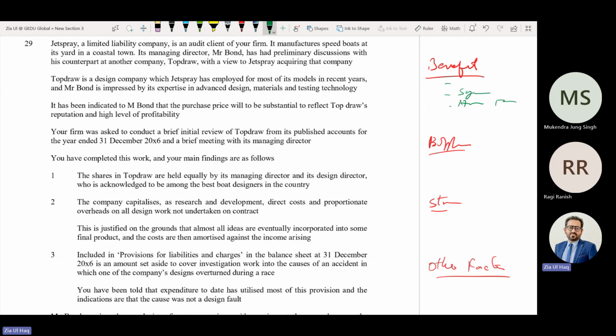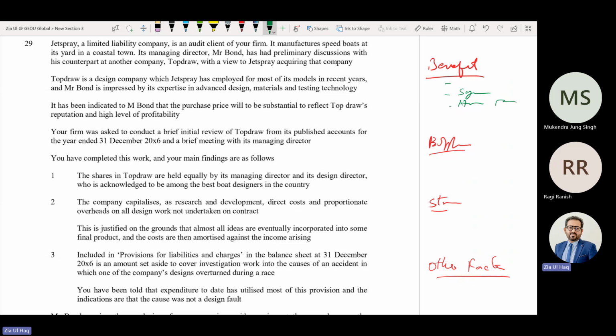Your firm was asked to conduct a brief initial review of TopDraw from its published accounts for the year ended 31st December 2026 and a brief meeting with its managing director. You have completed this work and your main findings are as follows. So till now we have identified three benefits.